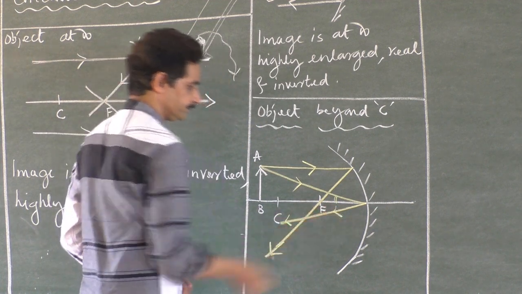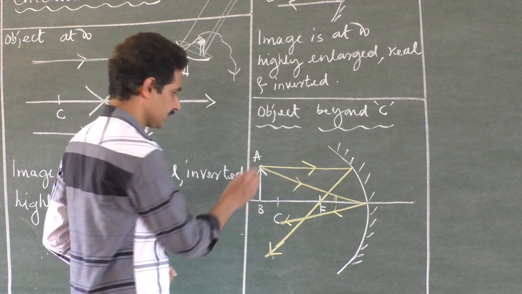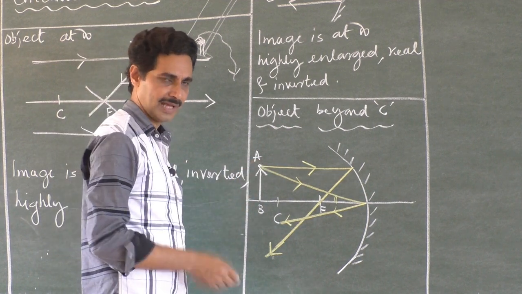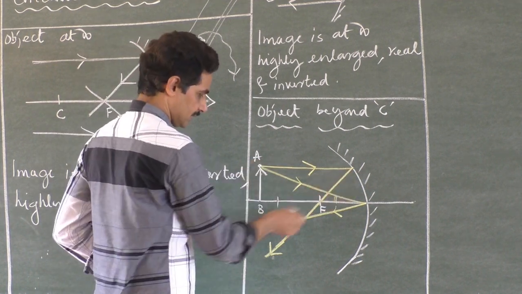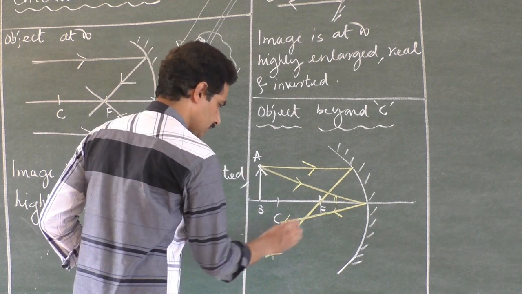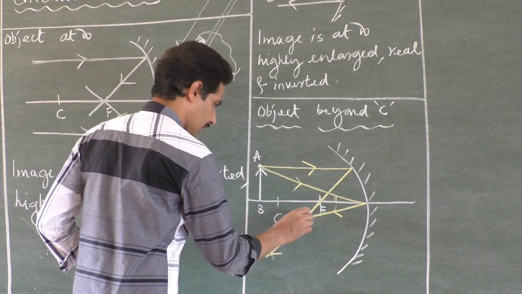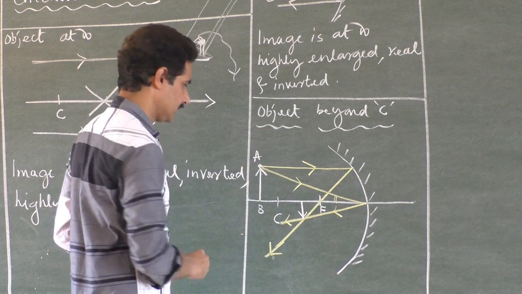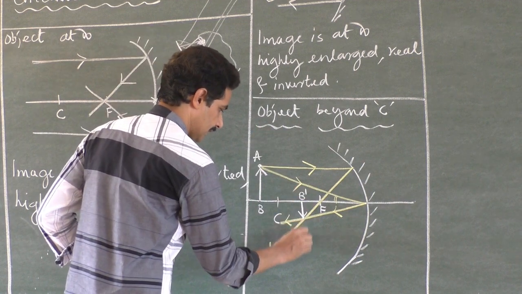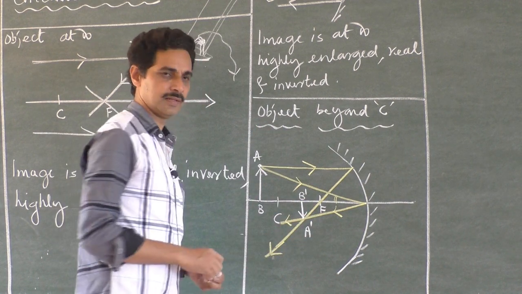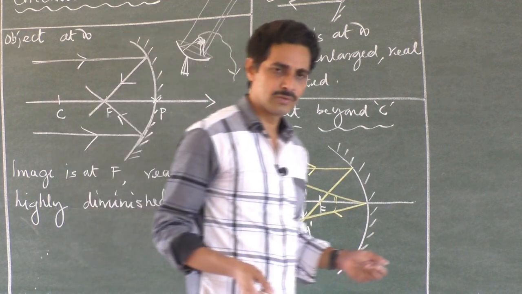So like this. Now, the two friends starting from the same point, carrying the information, after reflection, they met once again. They should reproduce this. So this is this part of the object, and this is the image, B dash and A dash. Right, A dash, B dash is the image. Here only two rays are enough.